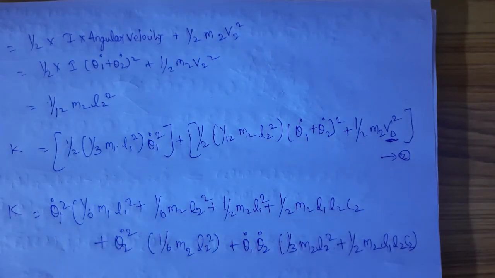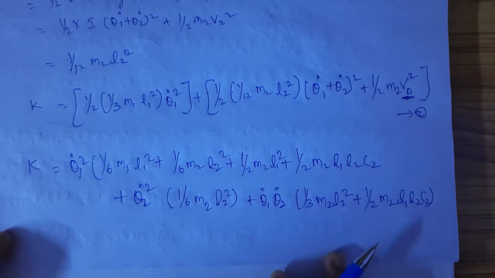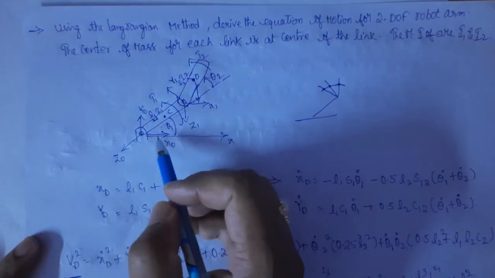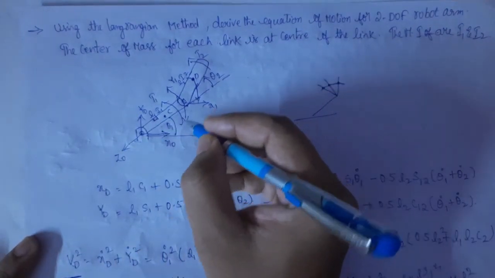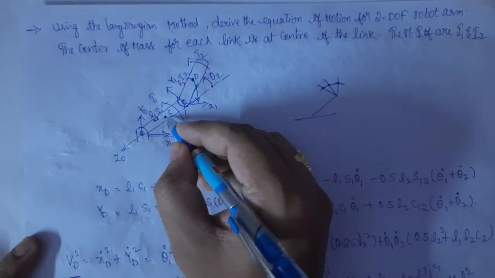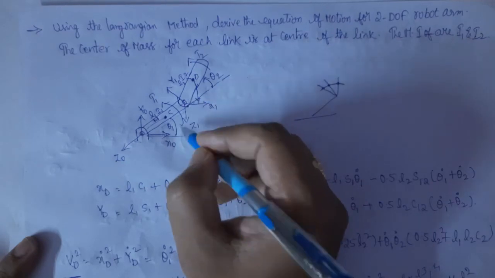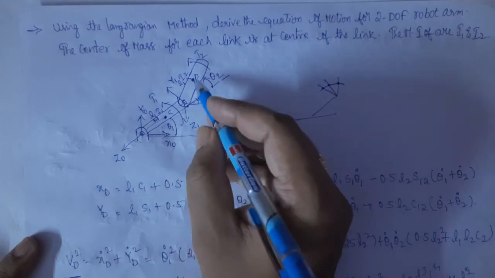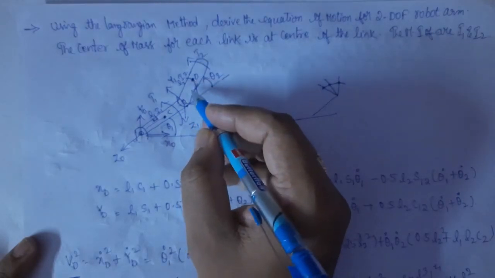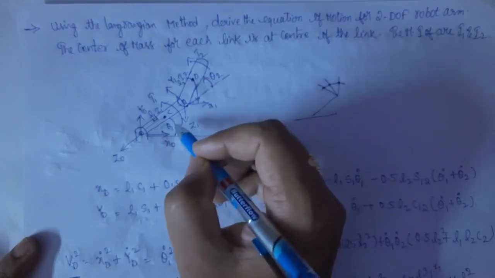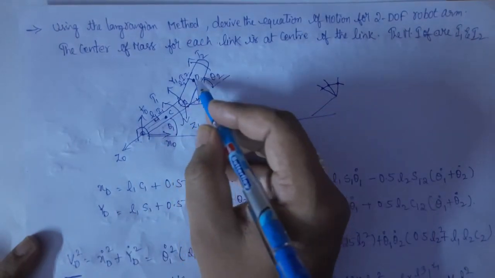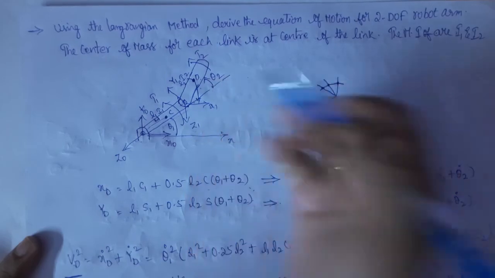After that, we will be substituting the value of potential energy, which is nothing but mgh, mass into gravity into height. For the first link, the mass is concentrated at the center, so we take L1 by 2, total length by 2, and the height will be sine theta 1. Next we take m2 g into L1 sine theta 1 plus L2 by 2 sine theta 1 plus theta 2. That is the potential energy that we are going to get.